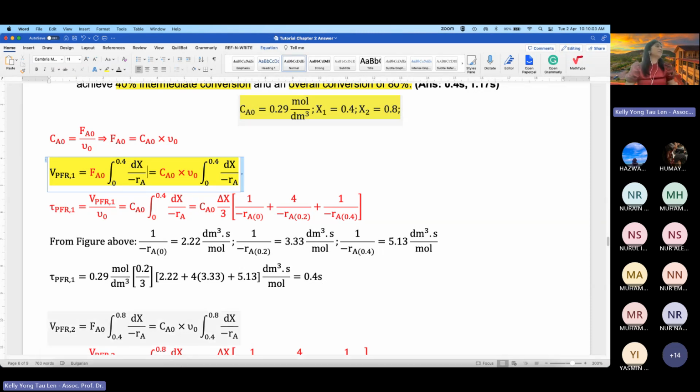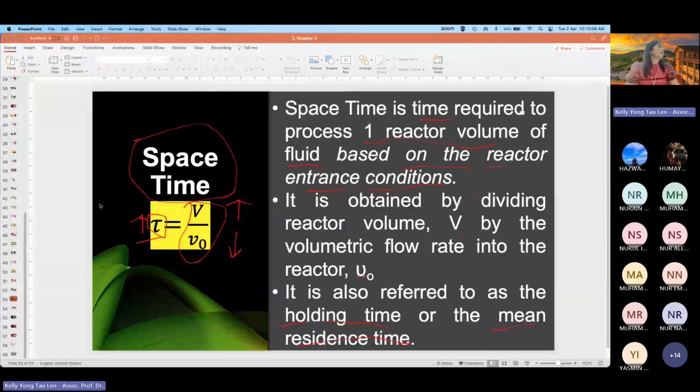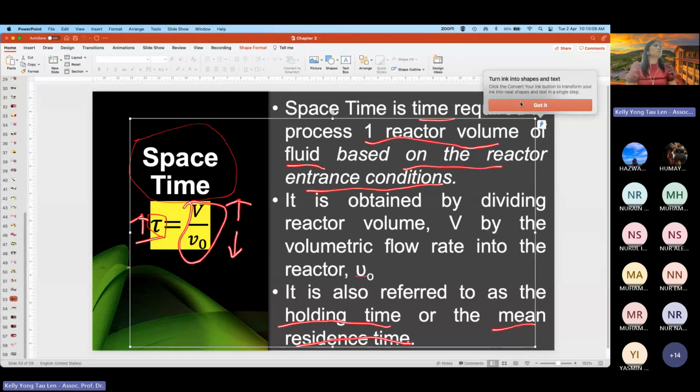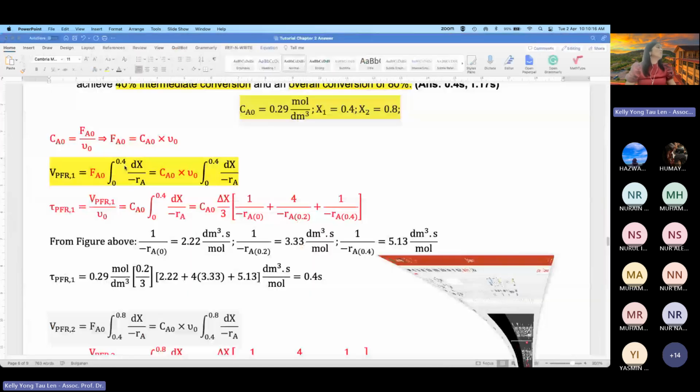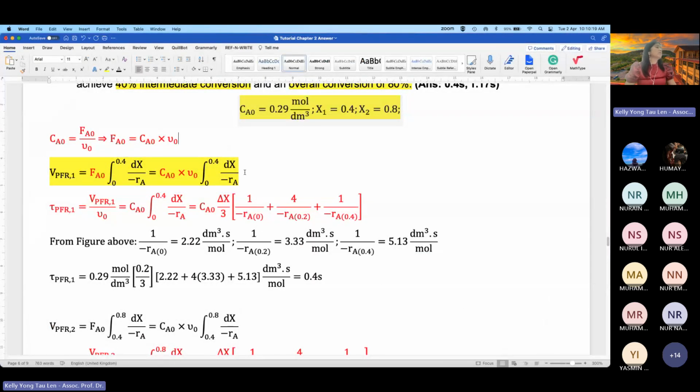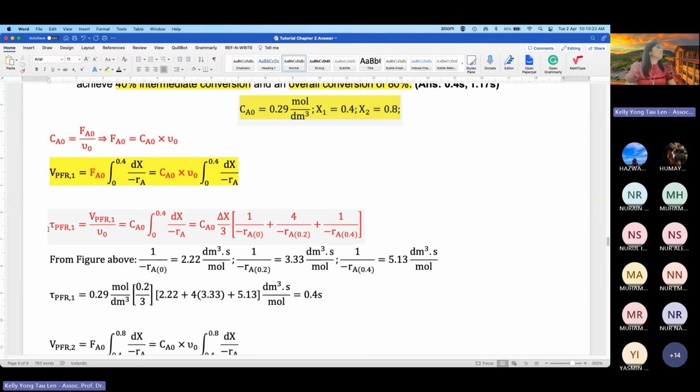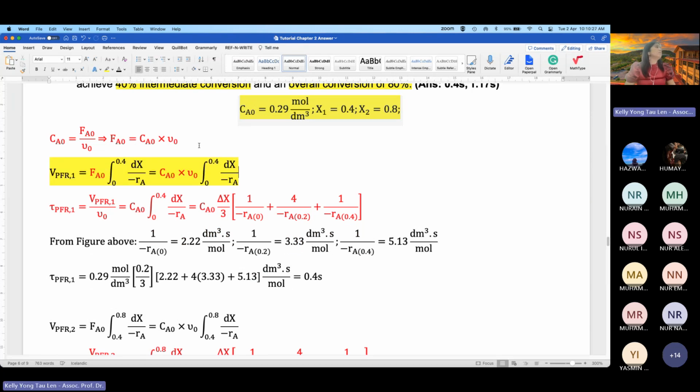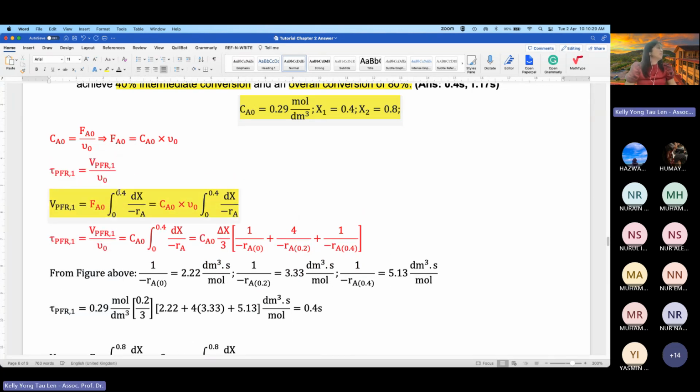So kalau kamu ingat, apa yang kamu nak cari, okay, I come back here. The one that you want to find is space-time. So you know space-time equals to volume per epsilon naught. So let me write it back here. Okay, so you know that to find space-time, saya copy ni terus. I copy here. Okay, let me do this like this. I hope you can see this clearly. You know that space-time for the first PFR must equal to volume of the first PFR over epsilon naught.